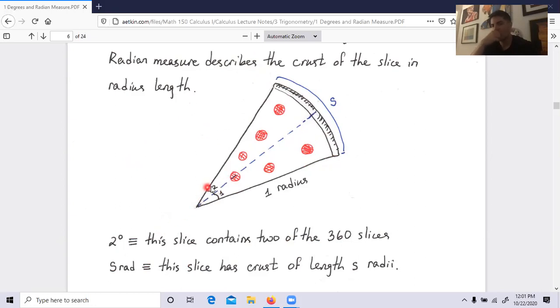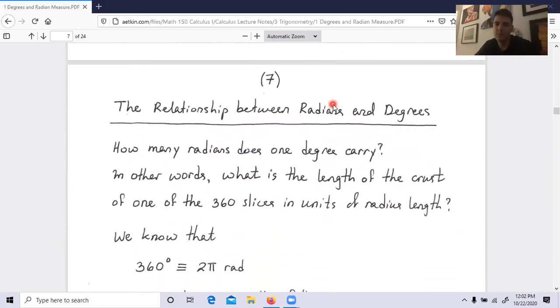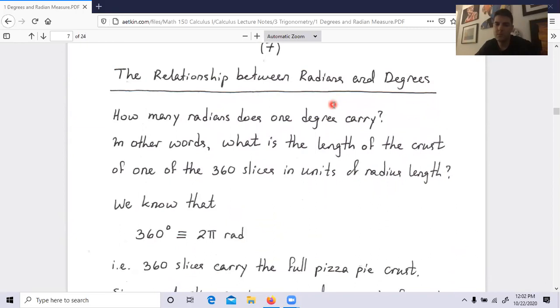Okay, so 2 degrees in this case corresponds to, I'm not sure yet what it is, we are going to verify, will correspond to S radii. You understand? So if I say I have 2 slices and I want to convert it to radian measure, I just have to ask myself, what's the length of the crust in terms of the radius? What is that length? Are you understanding, guys? So how do I verify what that length is? Let's talk about the relationship between radians and the crust.